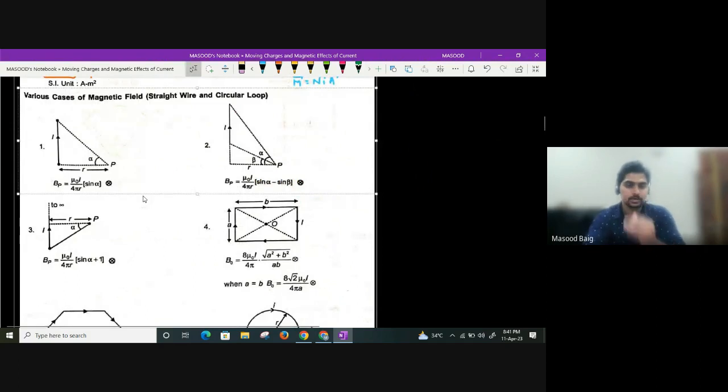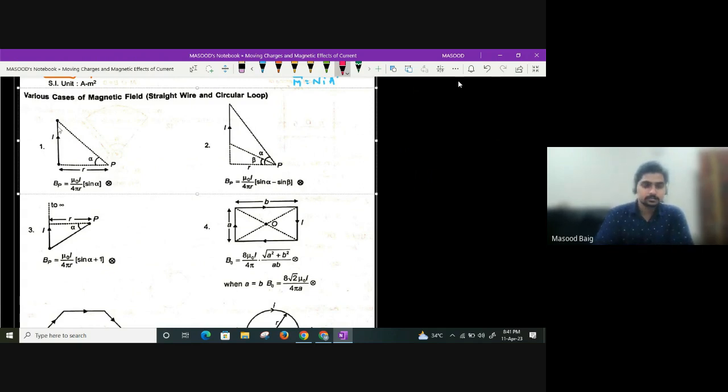Now let us see the various cases of magnetic field again. Let us imagine two cases: magnetic field due to a current carrying wire and due to a circular loop. Either it may be a complete circular loop or a part of a circular loop. Okay. Now please, a very important case.